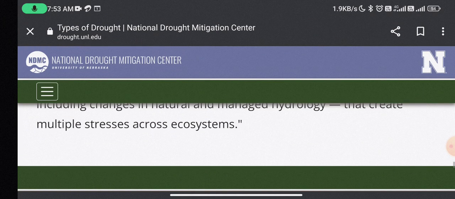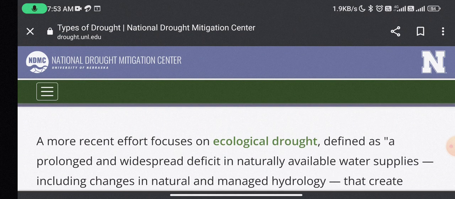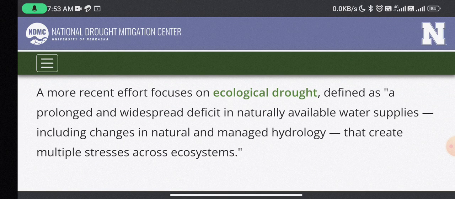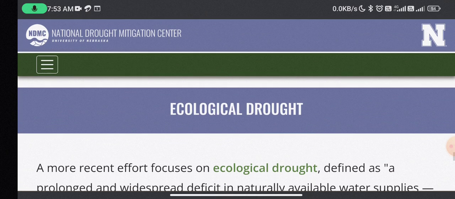So these are the various types of drought, not desert, sorry. Okay, so we have seen meteorological drought, agricultural drought, hydrological drought, socio-economic drought, and another one is ecological drought.